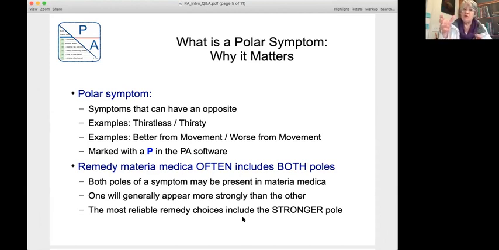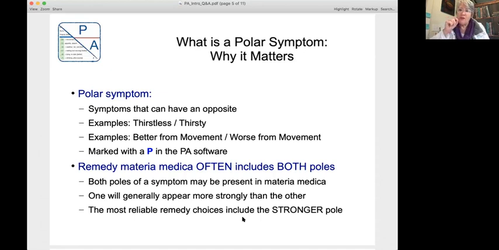Better from movement, worse from movement, extremely thirsty, absolutely thirstless. And these, in Heiner's world, these were very much emphasized with a P, saying these are polars. And even though something is often in both poles, one of them is almost always much stronger than the other. So the reason why we know thirstlessness as a keynote of Apis mellifica is because most of the time it's mostly thirstless. It's unusual in an Apis client, possible but unusual, to have them be thirsty.